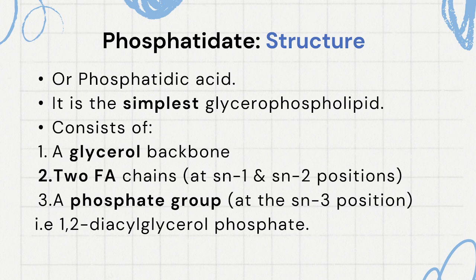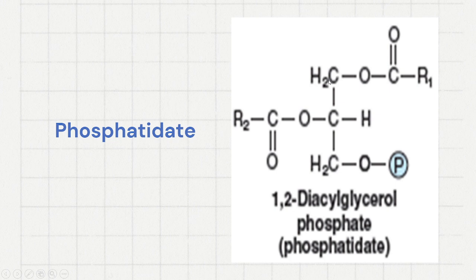Phosphatidate is the simplest glycerol phospholipid. So the smallest or the first component of glycerol phospholipids is phosphatidate or phosphatidic acid. It consists of a glycerol backbone, 2 fatty acid chains, as we said, at position 1 and 2, in addition to a phosphate group, usually at position 3. So it is a 1,2-diacylglycerol phosphate. It is a 1,2-diacylglycerol with a phosphate at position 3.